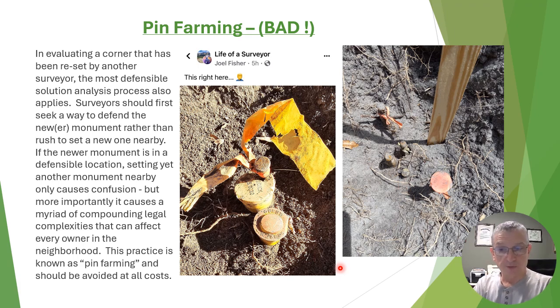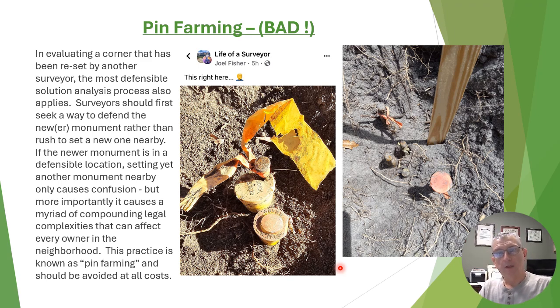Pin farming has been known to be a common and real bad practice in Cobb County, where surveyors think that the absolute distance on the plat or in the deed is what controls, period. Everything else be danged. That's wrong on every level. There is no board rule, no requirement, no court case, no boundary doctrine, no textbook that will support pin farming.